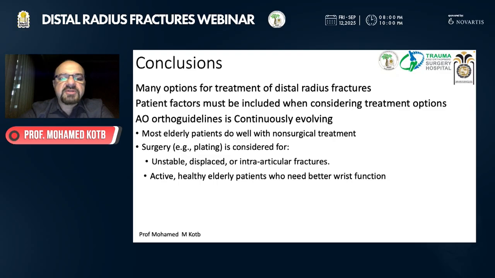Most elderly patients do well with non-surgical treatment, and surgery, like plating, for example, is considered for unstable, displaced, or intra-articular fractures, and for active, healthy patients, either elderly or young, who need better wrist function.